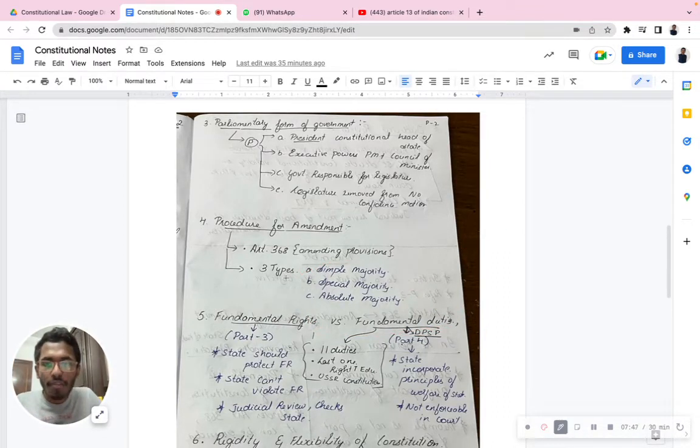Now we also have in our constitution the part on fundamental rights and fundamental duties, okay, as well as DPSP. Now what do you mean by fundamental rights? Guys, fundamental rights are very simple. They come under Part 3 of the Constitution of India.